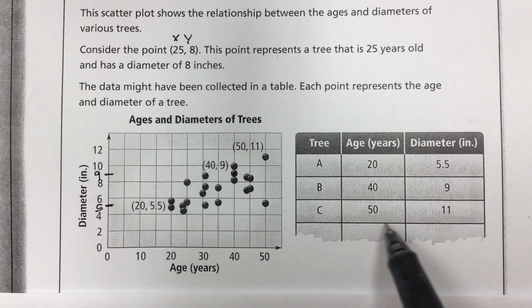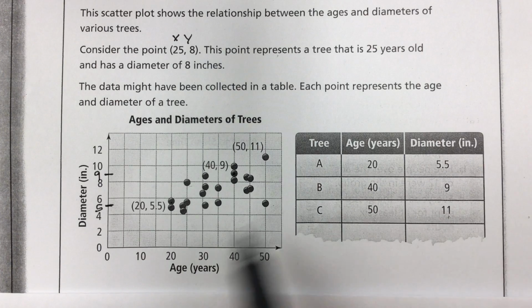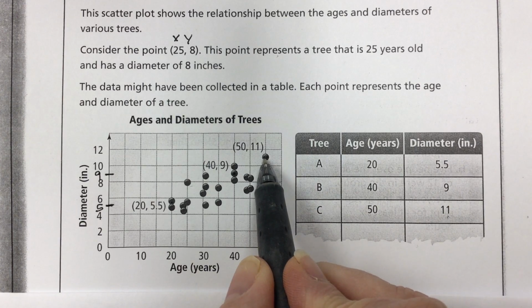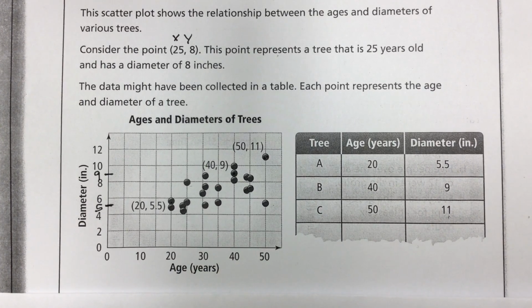Okay. Then we have the point (50, 11). So to the right 50 and up 11. Okay, right there, this point. So scatter plots are created from data that we get from tables and other graphs.